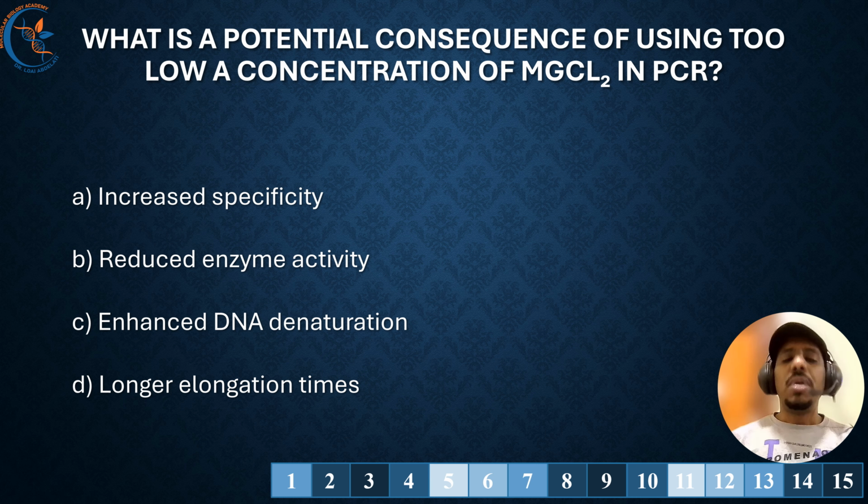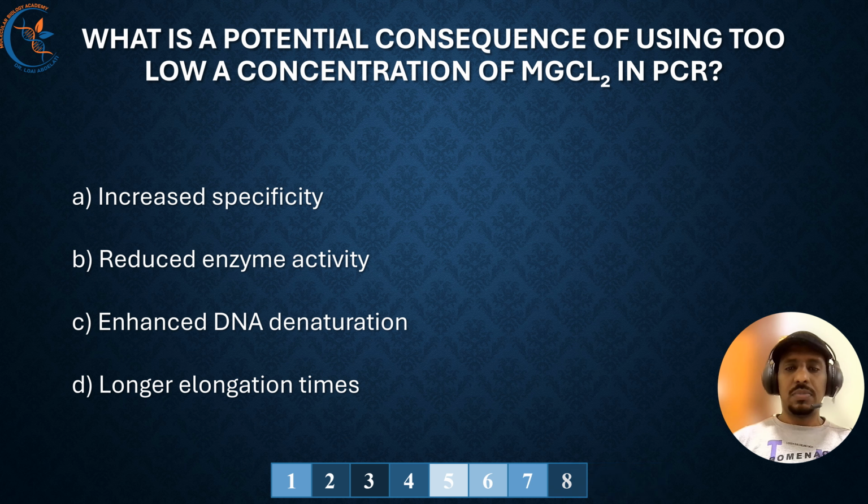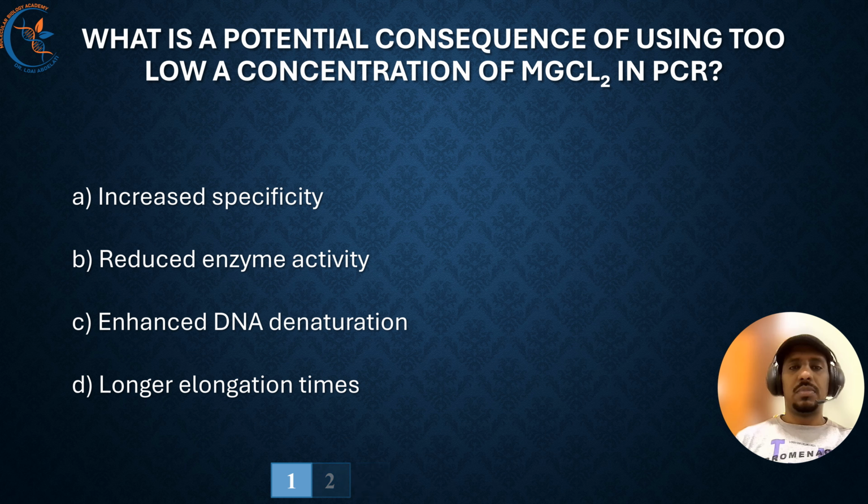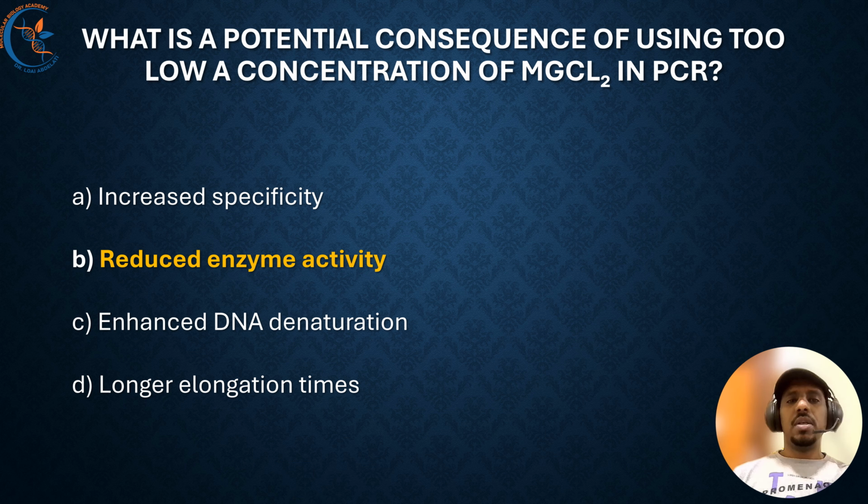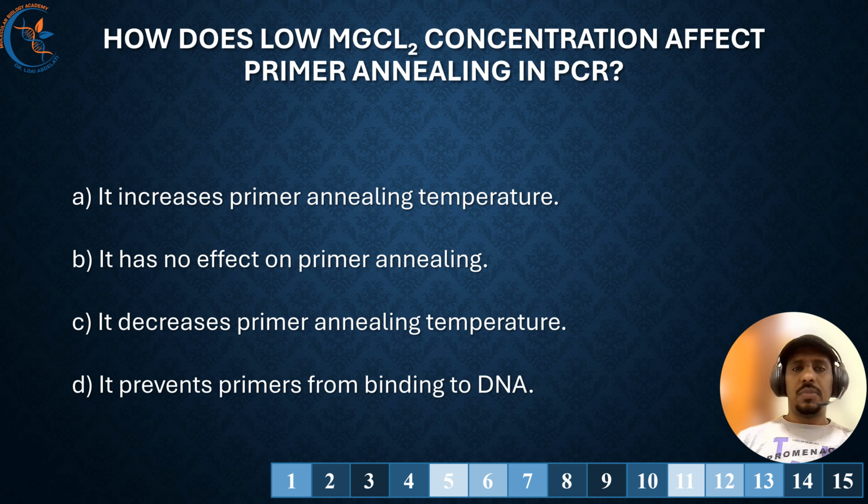All right, next question here. What is the potential consequence of using too low a concentration of magnesium chloride in PCR? The correct answer is reduced enzyme activity. Magnesium ions are an essential cofactor for the DNA polymerase enzyme, as we know, right? So without sufficient magnesium chloride, the enzyme's activity is hindered, leading to reduced efficiency in DNA synthesis. Okay?